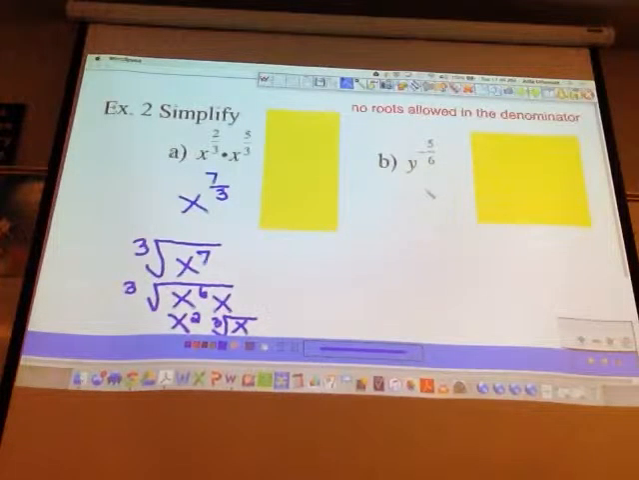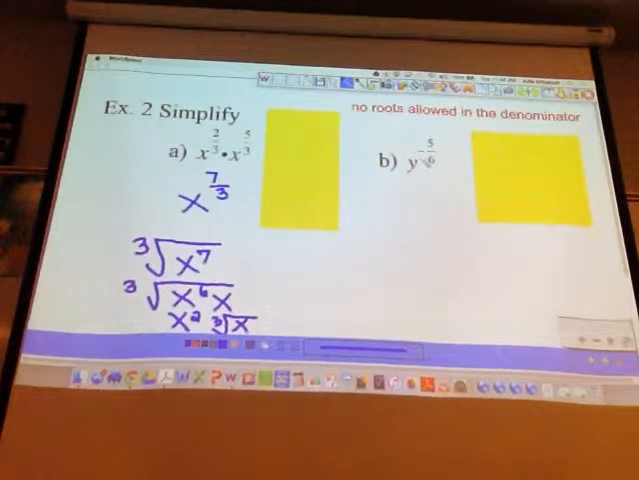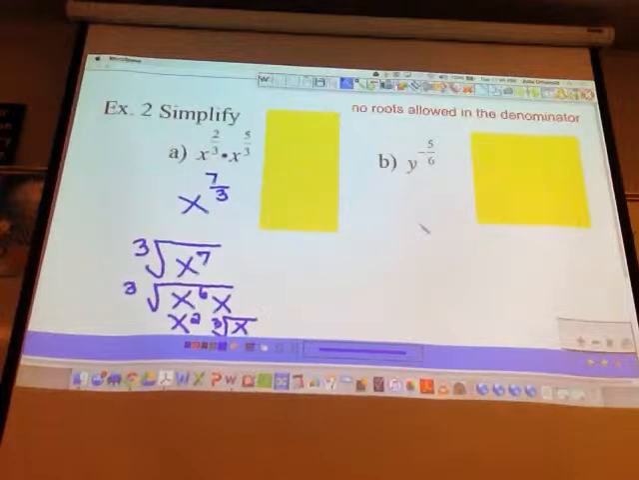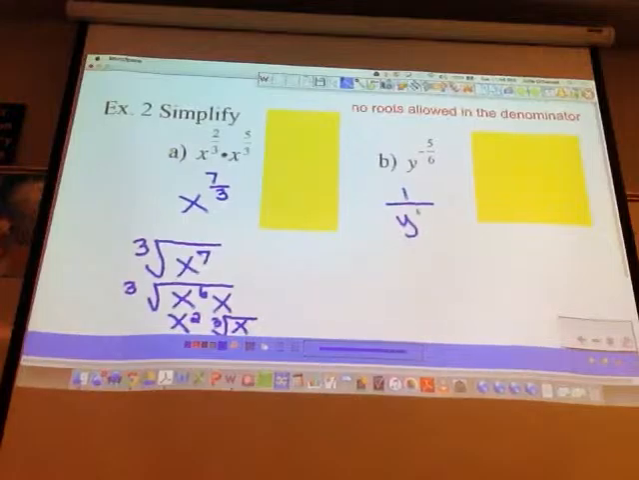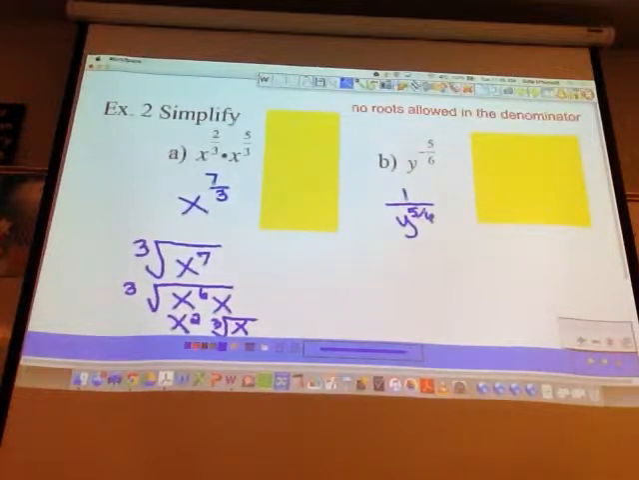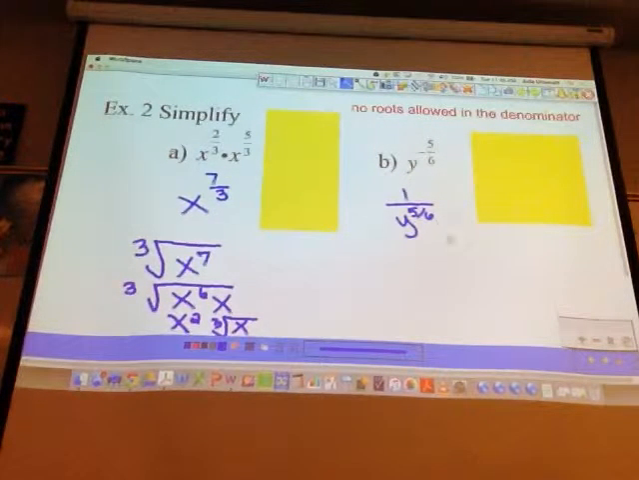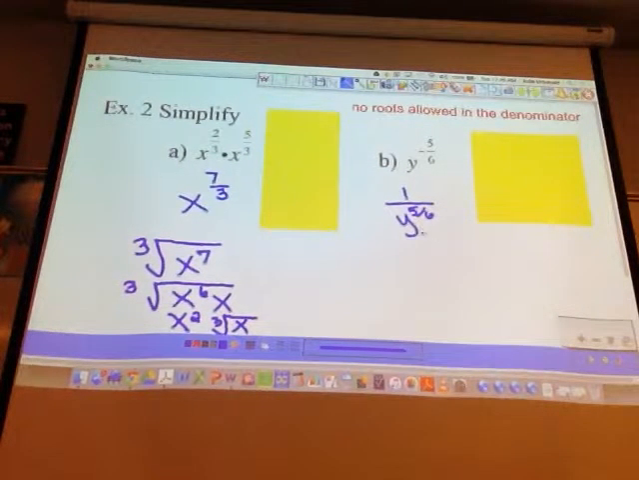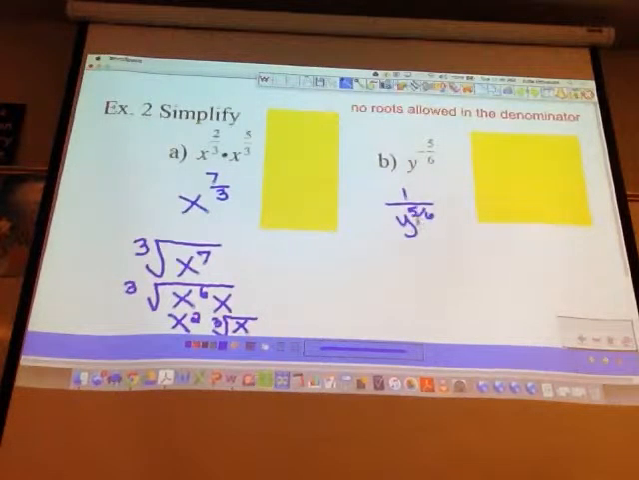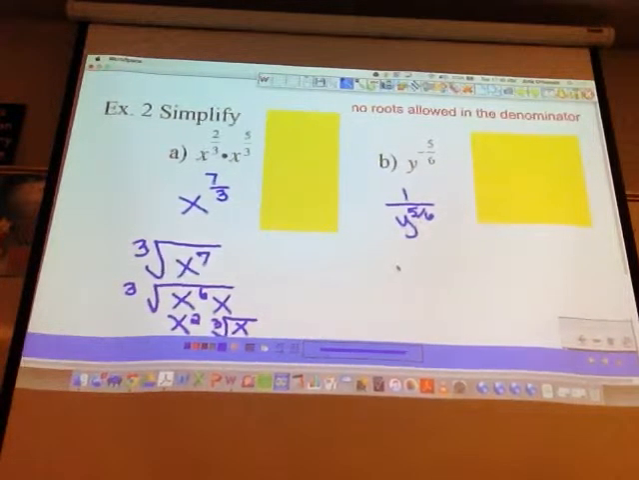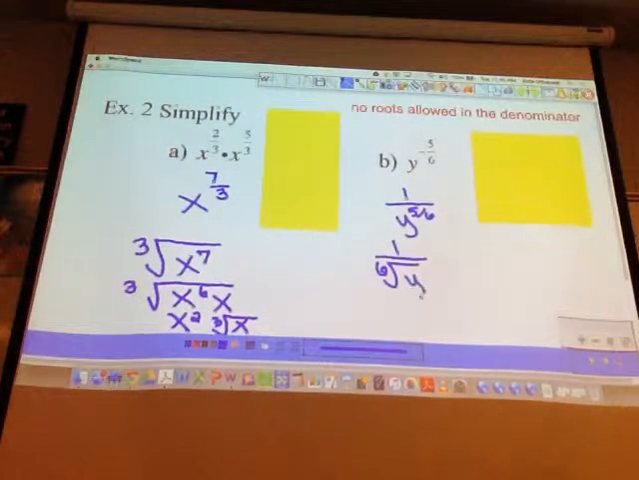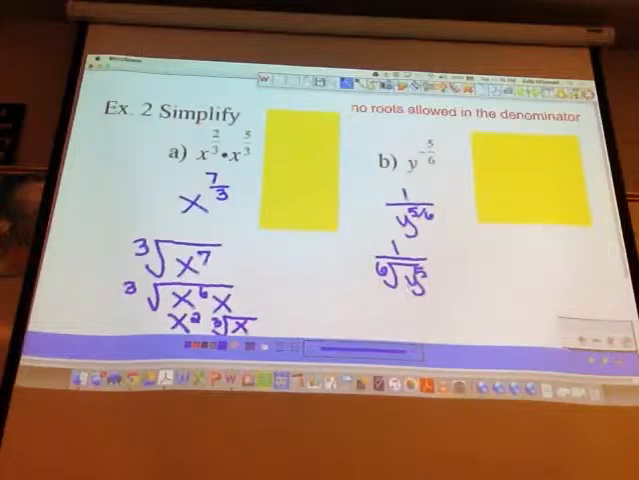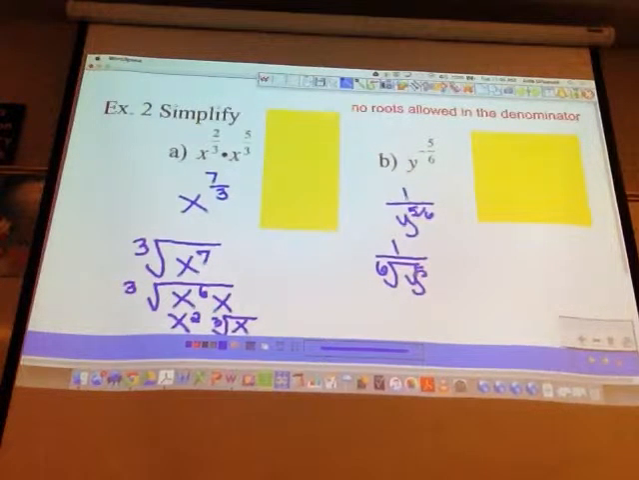All right, for this one, what's the first thing you notice? Negative exponent. Now this is the weirdest kind right here. A negative exponent makes it move down. It becomes 1 over y to the positive 5/6. Now here's the thing. If I did that as a root, I would not be able to leave it on the bottom. This means 1 over the 6th root of y to the 5th. You're not allowed to have radicals in the bottom in order for it to be simplified.